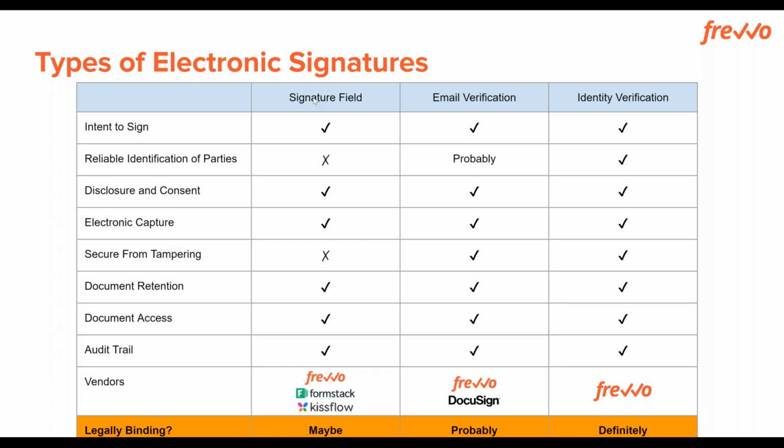And then finally, we have an identity verification through your login, which can be through the frevvo built-in security manager or through security manager integration. If you're using Google SAML, Okta, Azure, Active Directory, you can connect those to frevvo and have your users log in securely through your own security manager. And then frevvo will identify that party through their login as they sign.